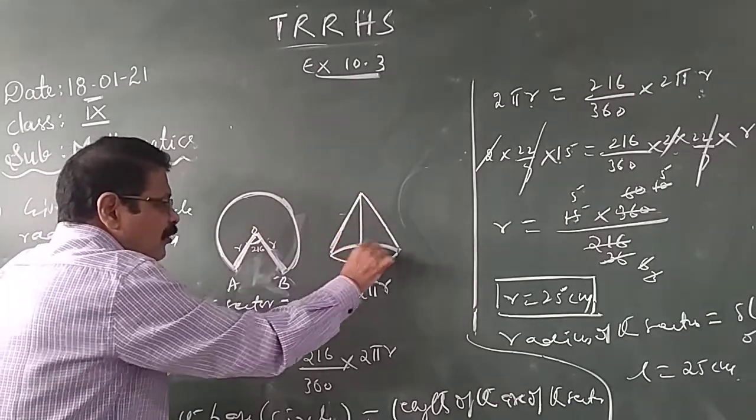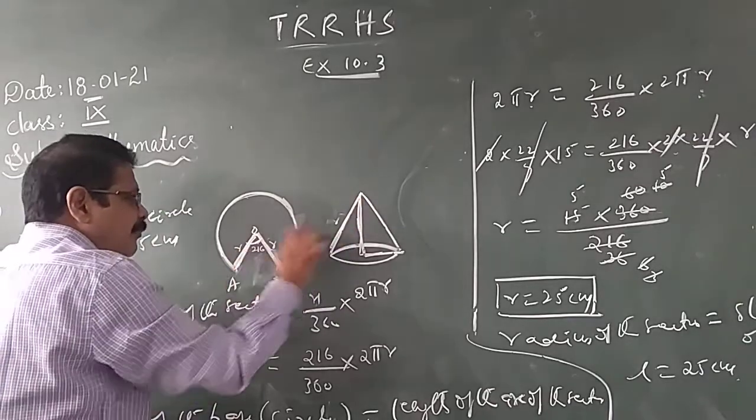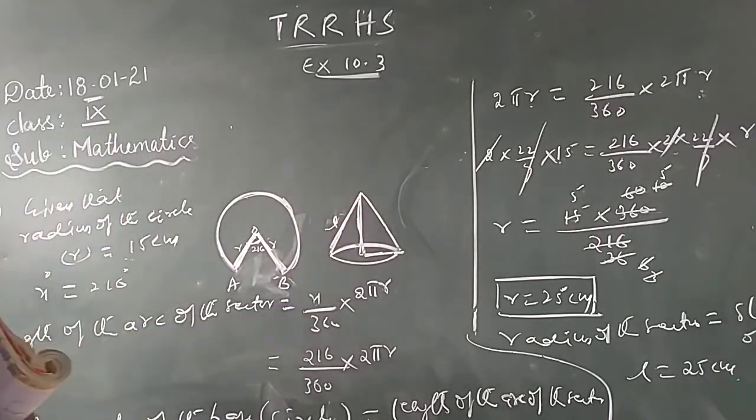This becomes the slant height of the cone, L. R becomes L. So we want the h. H squared equals the formula L squared minus R squared. L is 25 squared minus 15 squared. 400, you got it.